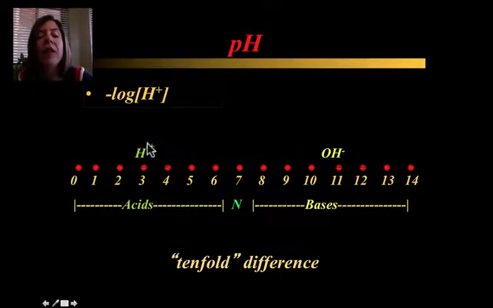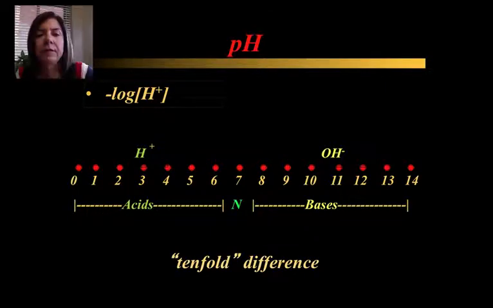Also, I remember that 0 through 6 has a higher concentration of hydrogen ions than hydroxide ions. And hydrogen, H, comes alphabetically before OH, which is for the hydroxides. So in order to remember this, acids are 0 to 6, neutral is 7, and 8 through 14 is a base. If they're an acid, that means they have a higher concentration of hydrogen ions, and bases have a higher concentration of hydroxide ions. And that's basically what pH is.